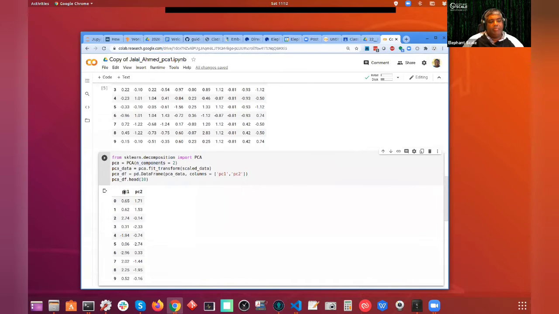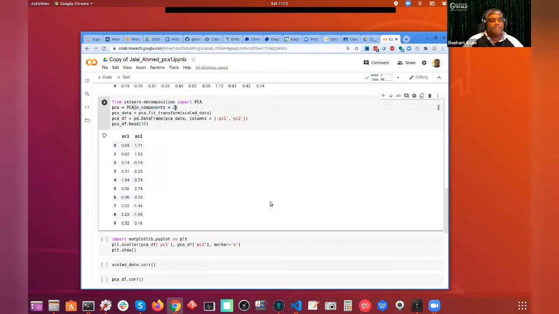So why am I getting PC1 and PC2? Principal component 1, principal component 2, and that's what was given, which is pretty good, because we're looking for 2 components. Let's say you want 3 components, just change it to 3. That's it.